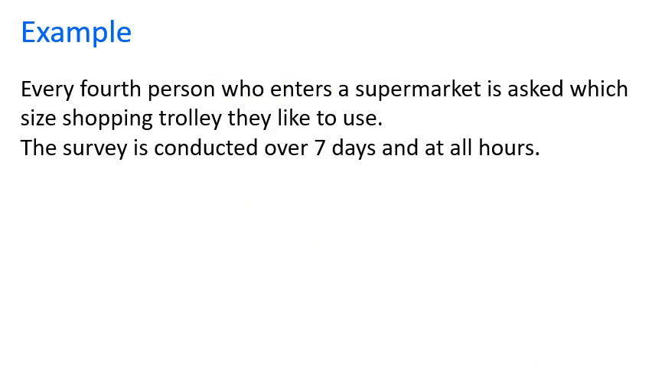Next example. Every fourth person who enters a supermarket is asked which size shopping trolley they like to use. The survey is conducted over 7 days and at all hours. So in this case, it's every fourth person. So this is like random, they're chosen at random. And the survey is also conducted over 7 days and at all hours, so they're going to get all types of shoppers represented. So this is good sampling.